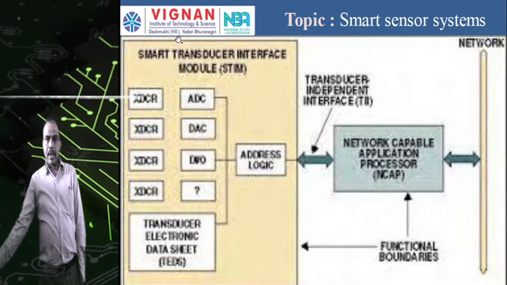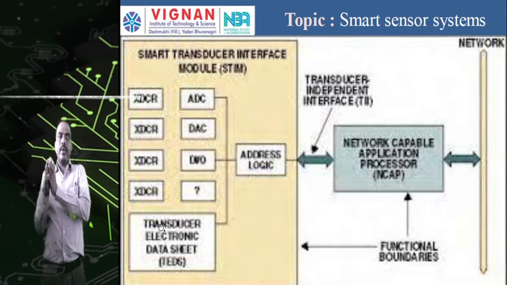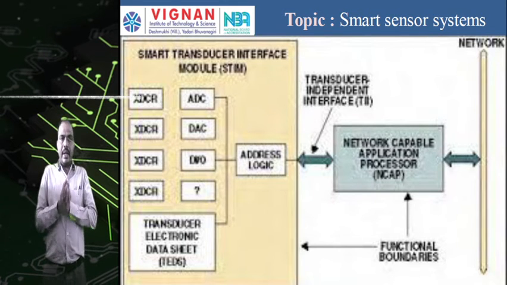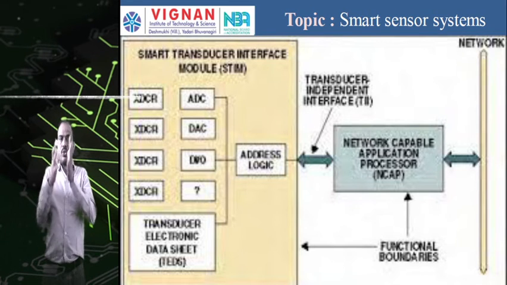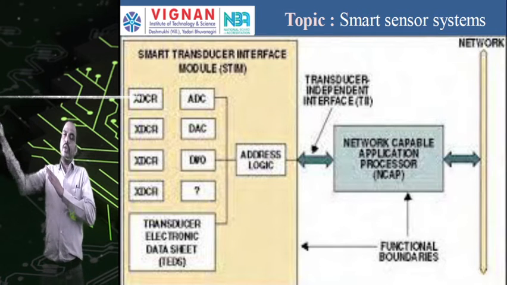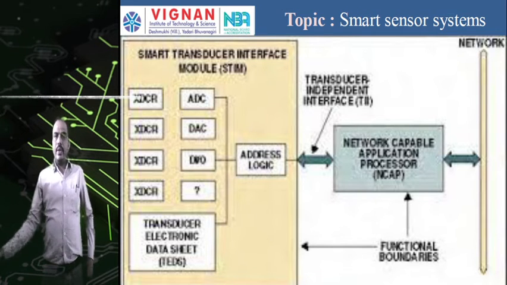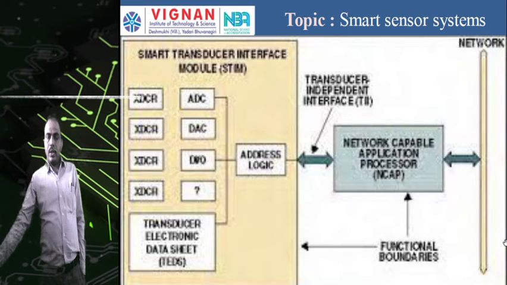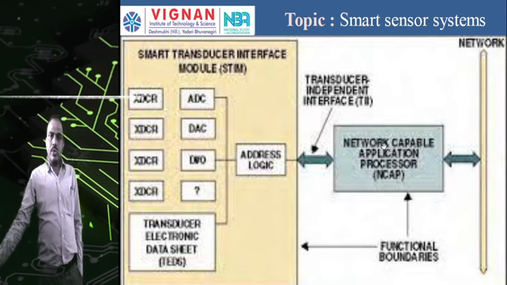In this transducer interface module, we have the transducers, then a signal conditioning pod, and then the TEDS, transducer electronic data sheet, which is used for storage purposes, and then you can provide an address to where you have to send the data on the network. That is possible by using the NCAP.